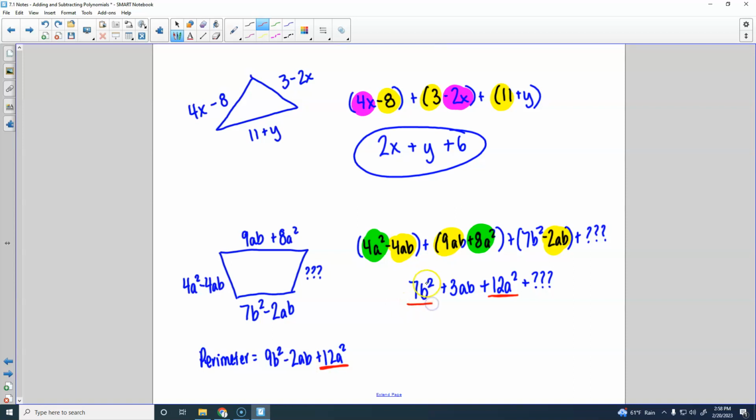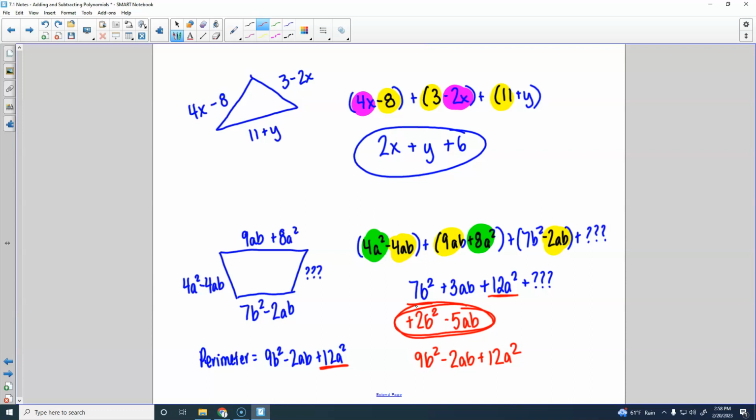The b squared, I'm going from 7b squared, I should get 9b squared. I should add 2b squared to it. And then, right, you should subtract 5ab. So if that last side is 2b squared minus 5ab, then when I add it all together, I would get 9b squared minus 12ab plus 12a squared. So 2b squared minus 5ab should be our answer. So those are a little bit tricky.